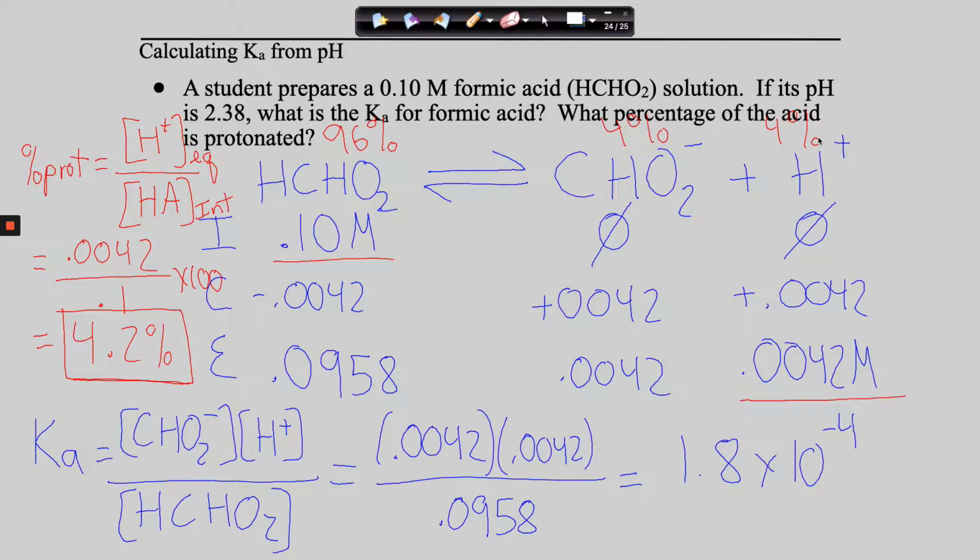So guys, what does this mean relative to being a weak acid? And guys, the answer is this. Do any of you know what formic acid is? It's actually ant spit.